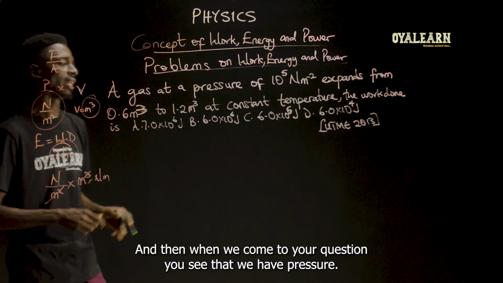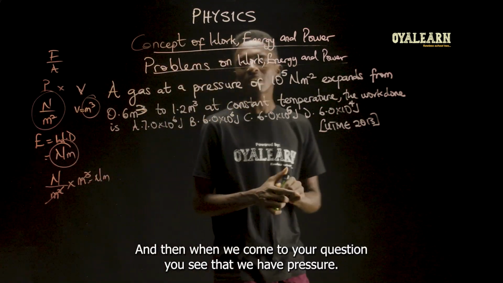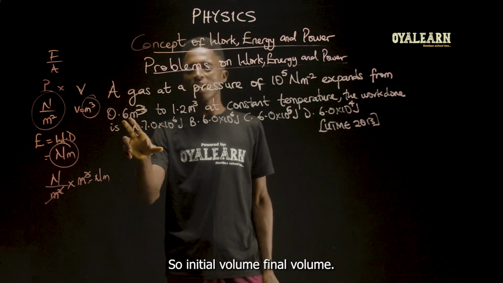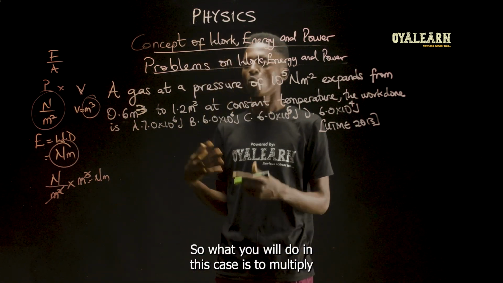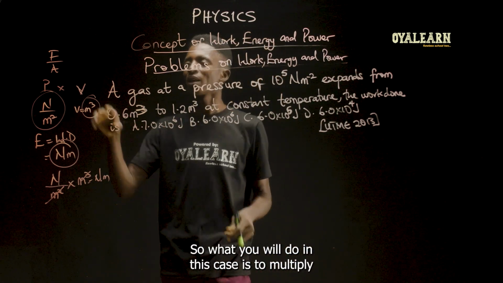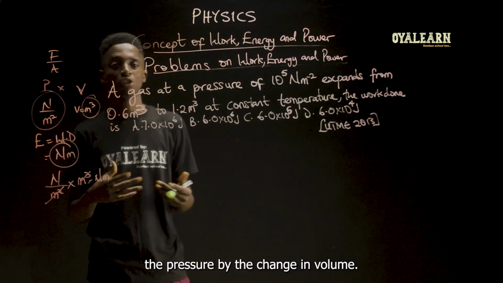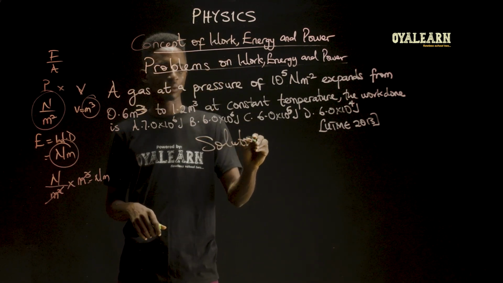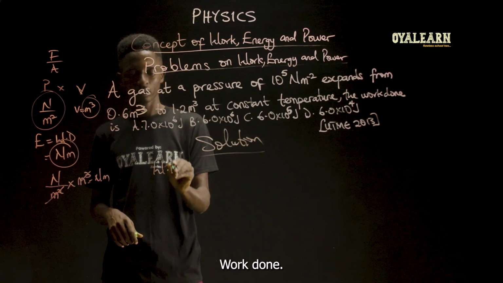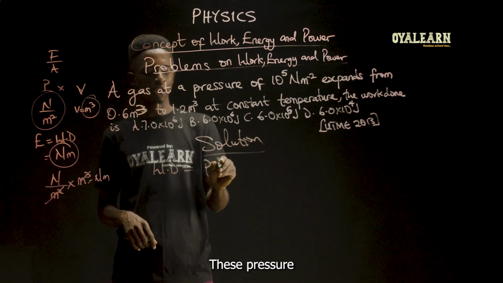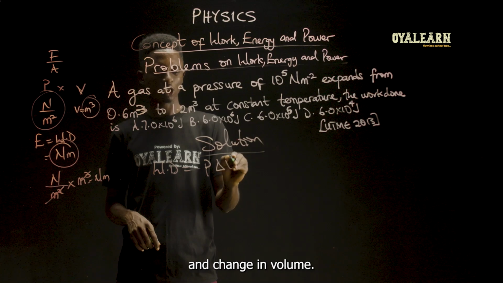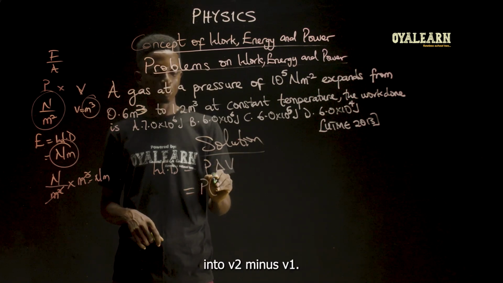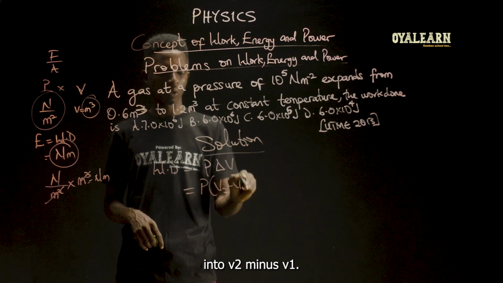Okay? And then when we come to your question, you see that we have pressure and we have two values of volume. So initial volume, final volume. So what you will do in this case is to multiply the pressure by the change in volume. So we can then say solution. Our work done is pressure and change in volume. So basically what we have here is pressure into V2 minus V1.